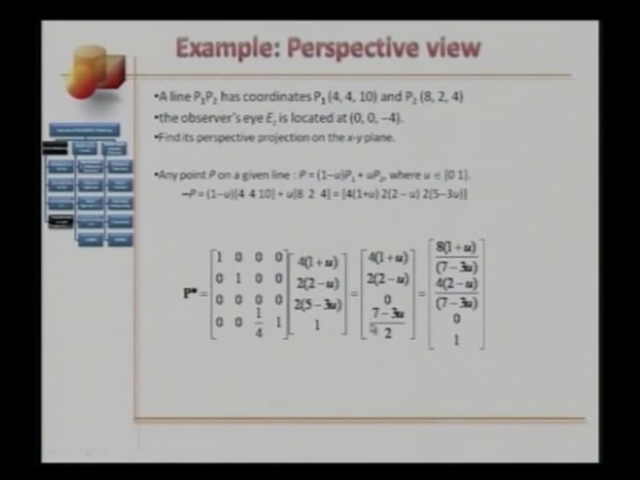Using equivalence in homogeneous coordinates, I can scale this entire vector by 2 over 7 minus 3u. Once I do that, the x coordinate is 8 times 1 plus u over 7 minus 3u. The y coordinate is 4 times 2 minus u over 7 minus 3u. The z coordinate remains 0. And this value becomes 1. I use this column vector and plot all the points for values of u between 0 and 1.